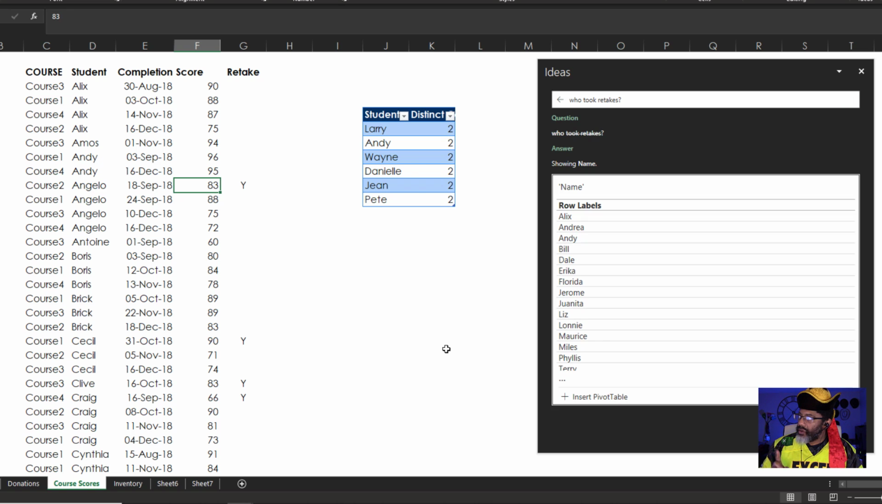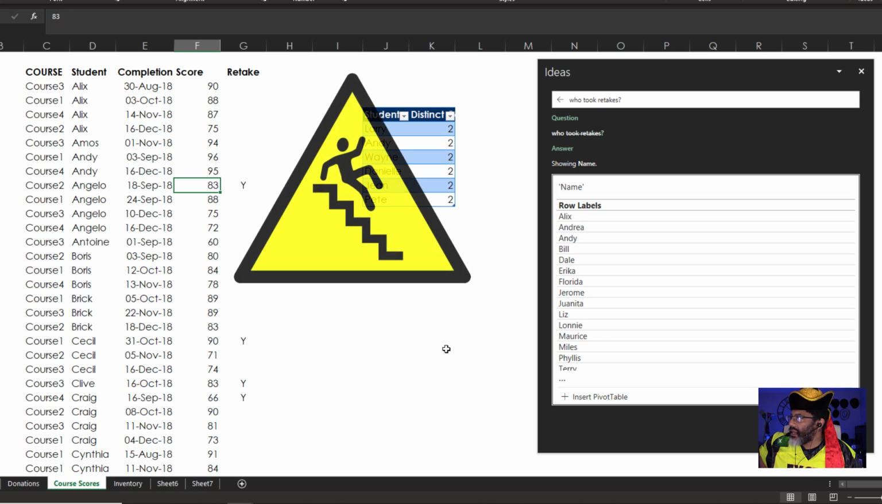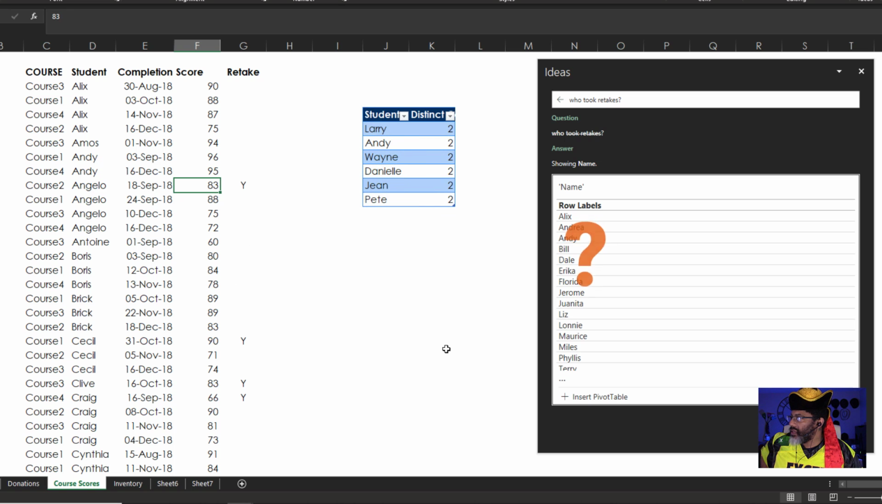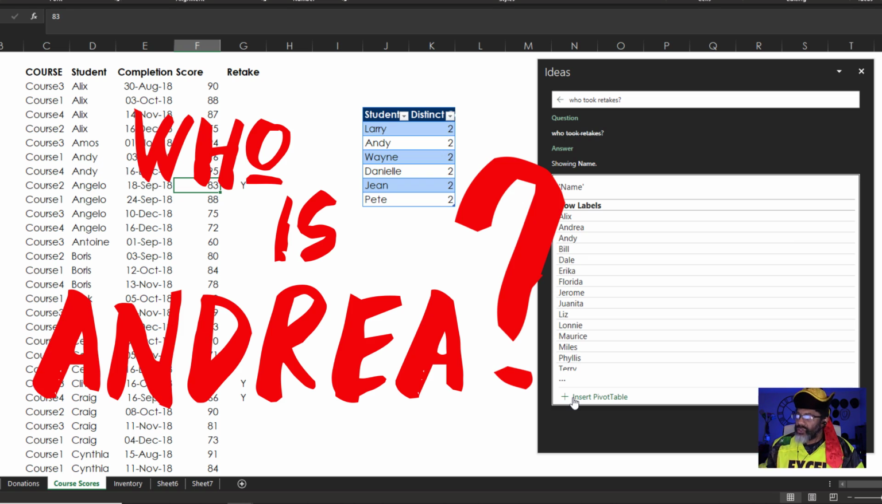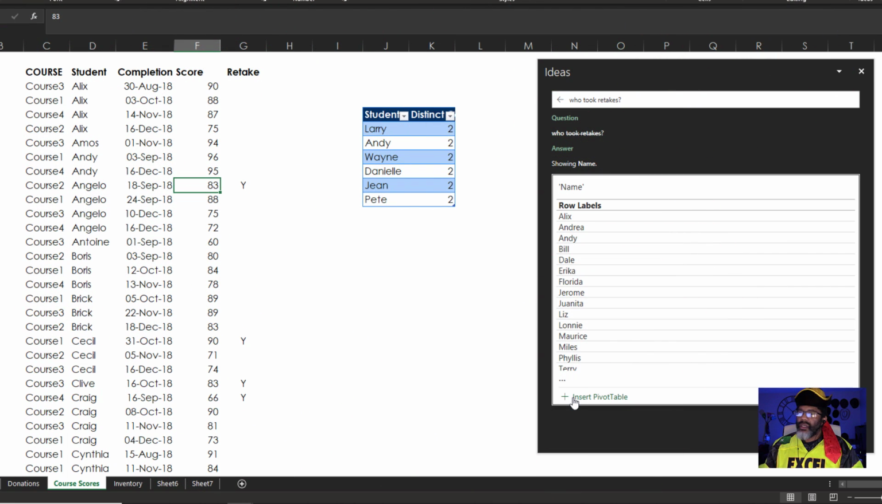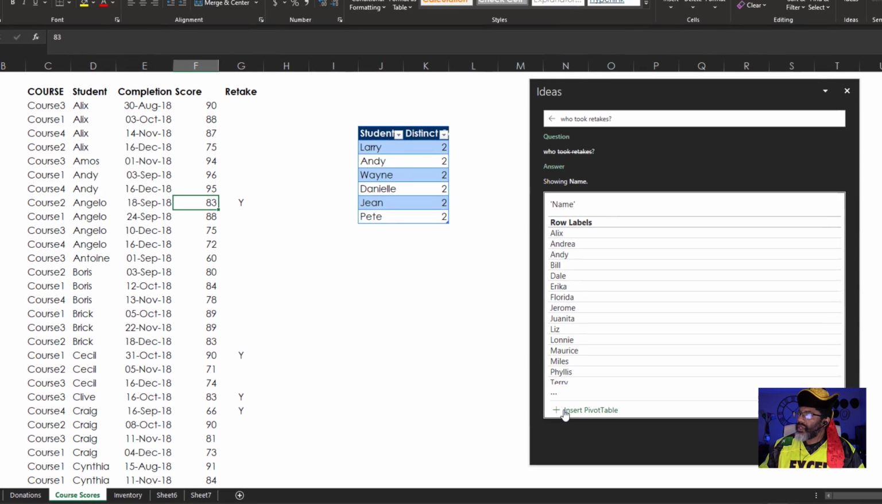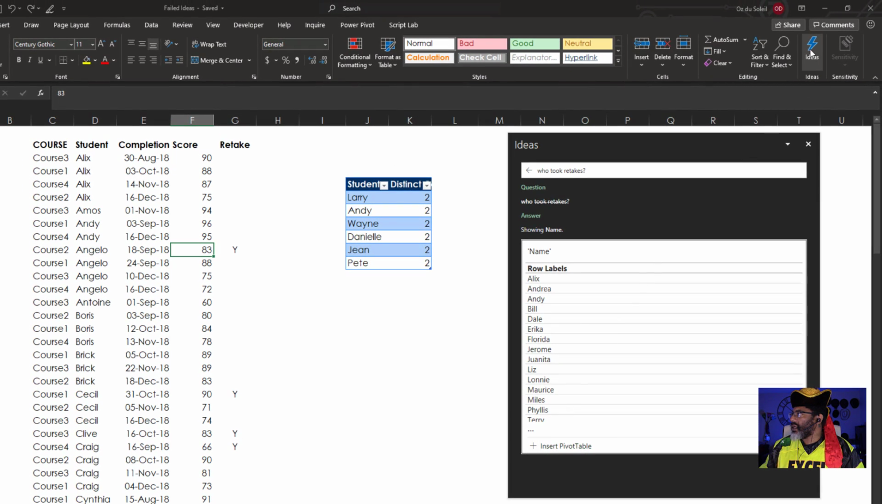Now, this is weird. Because, yes, we've got an Alex, but we've got no Andrea in this data set. And it's giving us this list of names. What if I said, okay, yeah, these people took retakes, and then I blindly insert this, and I build a nice report and send it to somebody, and then they say, who the hell is Andrea? Here's what the deal is. It's still stuck on that previous data set. With the cursor in this data set, I've got to start all over again. Click Ideas.